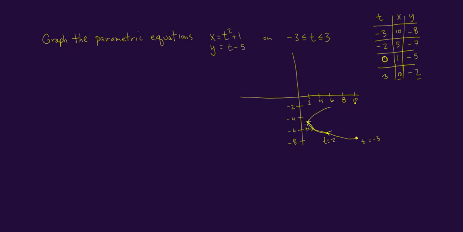And then it warps back around like that, and that's where it stops at time equals 3, because we only went from between -3 and 3. So we're getting a sideways parabola, but we start at a particular point and we end at a different point. Okay, so hopefully this makes more sense about what's going on with the parametric equations.